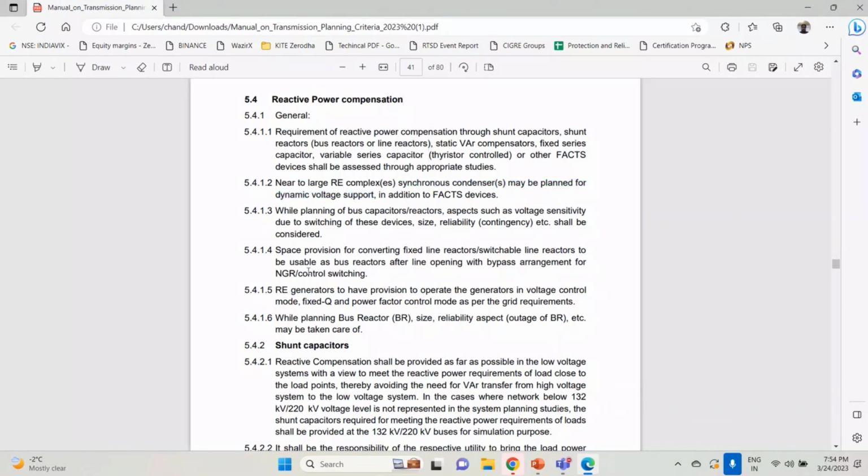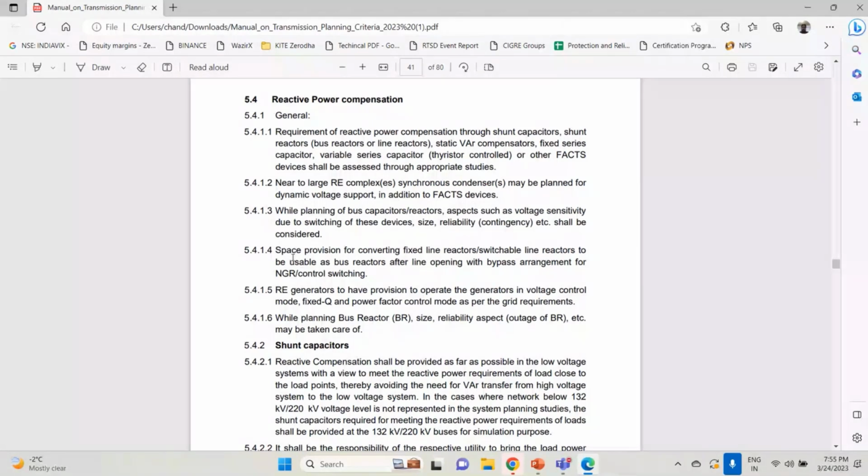Okay, sir. And this NGR switching is basically required for single phase auto reclosure success. For that, you need to have a good NGR arrangement, the neutral grounding reactor. And when you are trying to open this transmission line for voltage control, you need to have a bypass arrangement so that you can utilize those switchable line reactors in those long lines as a bus reactor also.